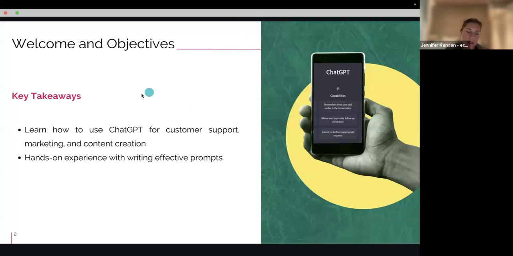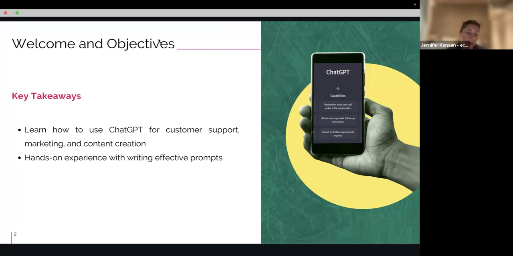So our objective for today is to learn how to use ChatGPT for businesses, primarily customer support, marketing, and content creation. I read in one of the comments that someone used it once and did not use it again.